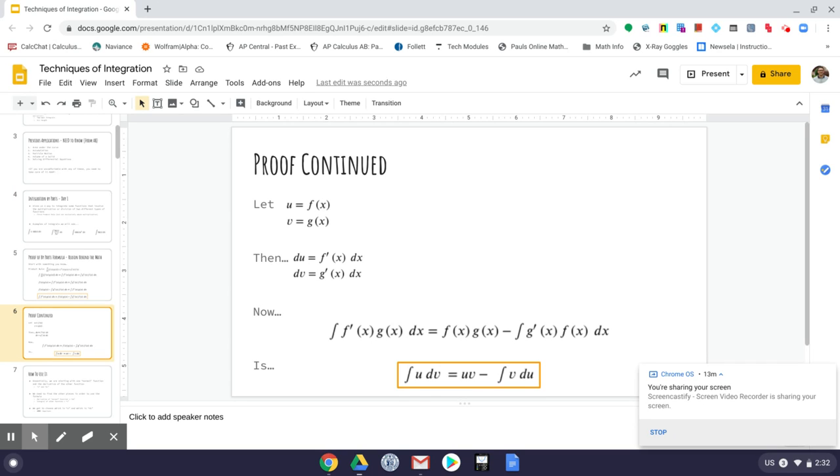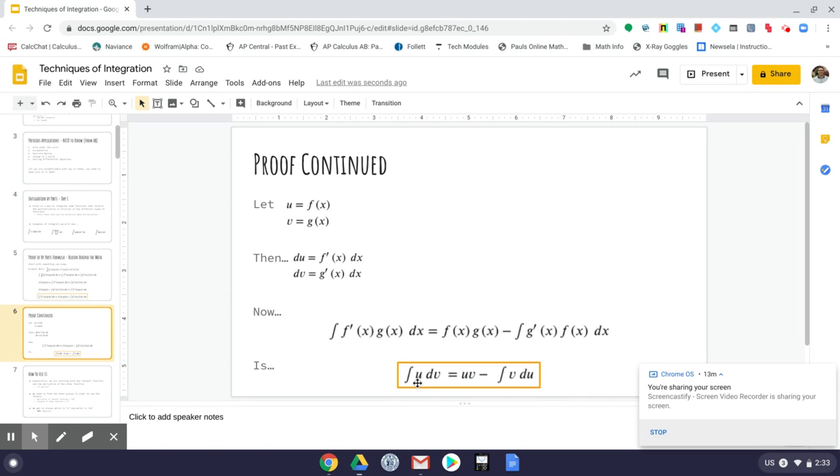Because instead of using f of x and g of x, I'm going to use the letters u for f of x and v for g of x. If that's the case, the derivative of u is f prime of x dx. So I just took the derivative of f, which is f prime. And the derivative of v is g prime of x dx. So just taking the derivative of u and v, which are f and g, I get those. Now this formula, which we just found on the other page, becomes slightly simpler.